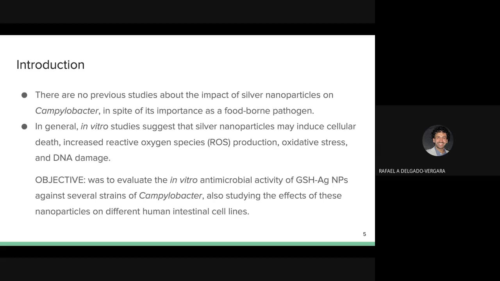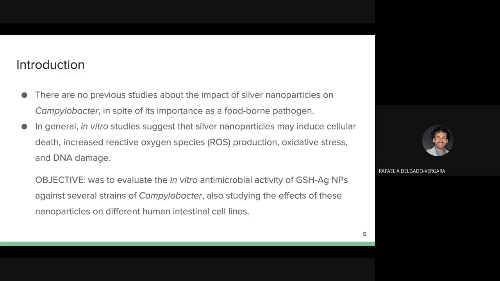It's important to know that there are no previous studies about the impact of silver nanoparticles on Campylobacter, in spite of its importance as a foodborne pathogen. The cytotoxicity of nanoparticles is a major concern in the use and development of nanotechnology. The toxicity of nanoparticles to eukaryotic cells is associated to the higher reactivity of these particles due to the large surface.